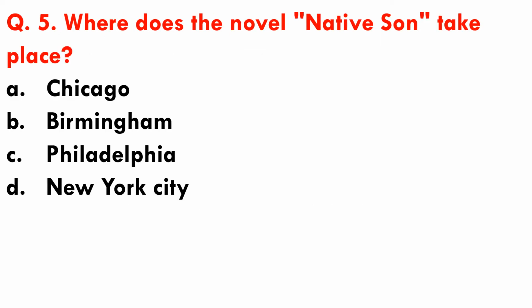Question number 5. Where does the novel Native Son take place? I mean the setting, the place, the location where the incidents, the events in this novel take place. Options are A. Chicago, B. Birmingham, C. Philadelphia, and D. New York City. So nearly all the actions or events in this novel take place in Chicago. So option A is the correct answer.